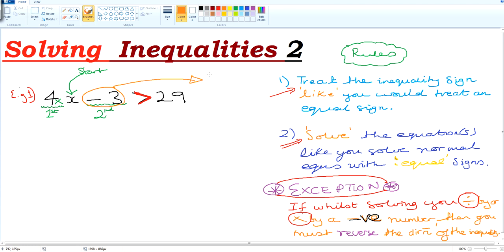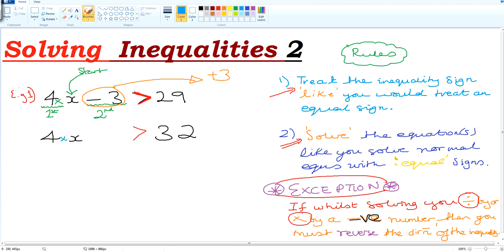So opposite of minus 3 is plus 3. Copy down the 4x. Copy down the inequality. At the moment, nothing's happening in the inequality. We just left it exactly where it is. No confusion, no extra hard. 29 plus 3. What's 29 plus 3? That'll give us 32.